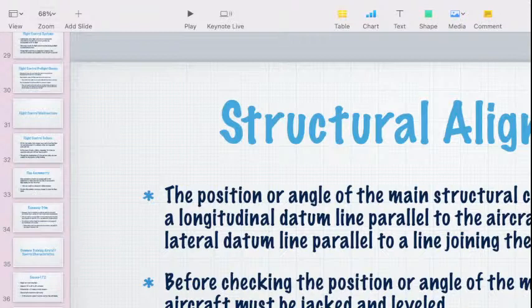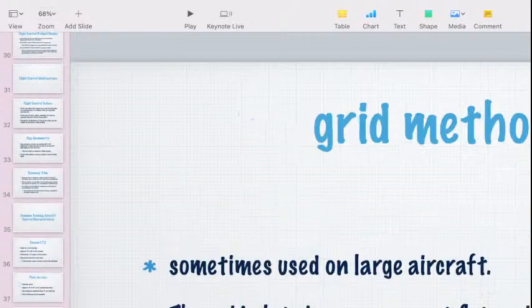A spirit level and a straight edge are rested across the pegs or blocks to check the level of the aircraft. That last note there, remember, is for small aircraft. It's talking about small aircraft. Not always the same on larger aircraft. And our structural alignment grid method, sometimes used on large aircraft. The grid plate is a permanent fixture installed on the aircraft floor or supporting structure.